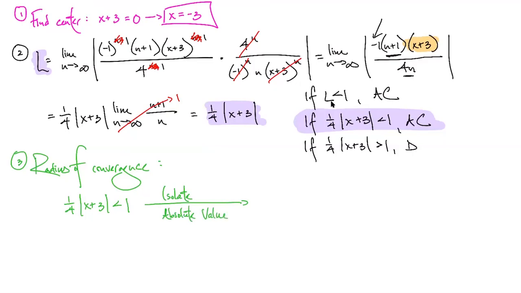So when we isolate the absolute value, all we have to do in this case is get rid of that 1/4. And so that will give me the absolute value of x plus 3 has to be less than 4. Okay. Here's what this means.